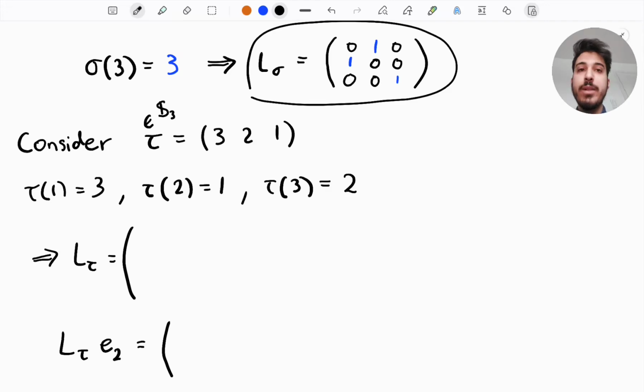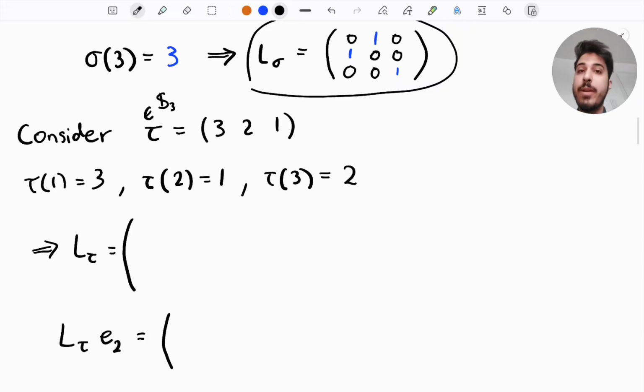Now, L tau is the matrix that represents tau, and in this case, we will follow the same procedures that we did for sigma. In the first column, we have that 1 is sent to 3, so we write 1 in the third row and 0 everywhere else. In the second column, we have that tau of 2 is equal to 1, so 1 goes in the first row and 0 everywhere else. And in the third column, we have that tau of 3 is equal to 2, so 1 goes in the second row and 0 everywhere else, thus completing the description of the permutation matrix L tau.